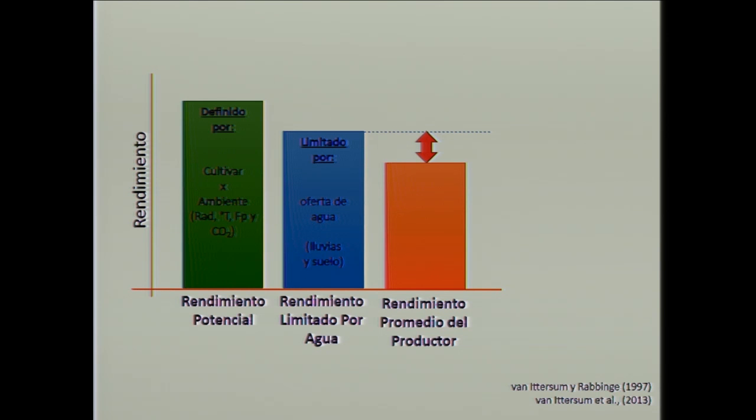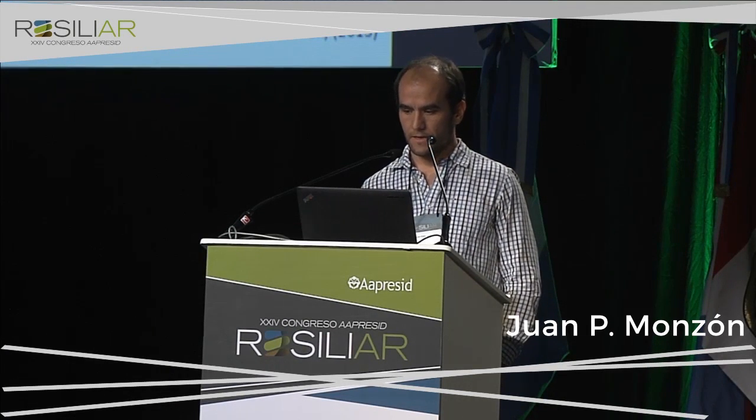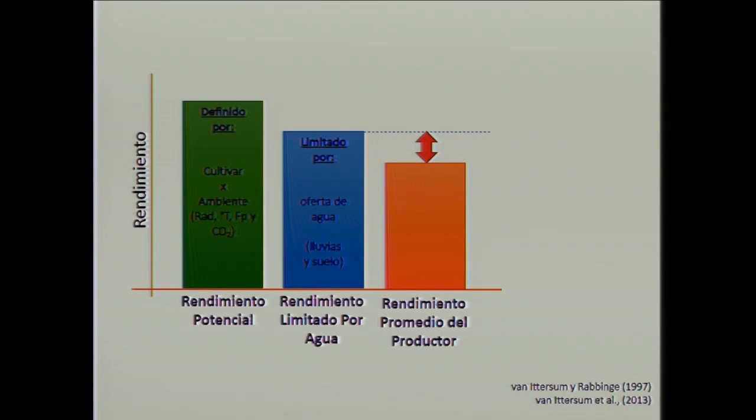Here we have the potential yield, which depends on the cultivar, the composition, and the potential that that yield can have. Then we have the water-limited yield: how much yield we will be able to achieve based on the water available. And finally, we have the farmer yield, the real yield obtained by the farmer. The difference between these three yields is what we call yield gap.